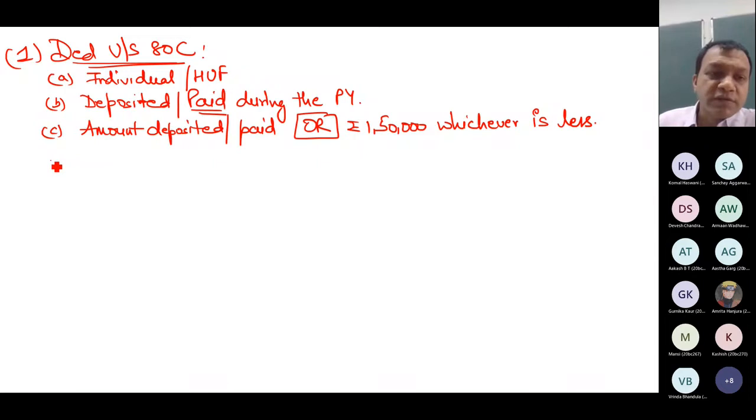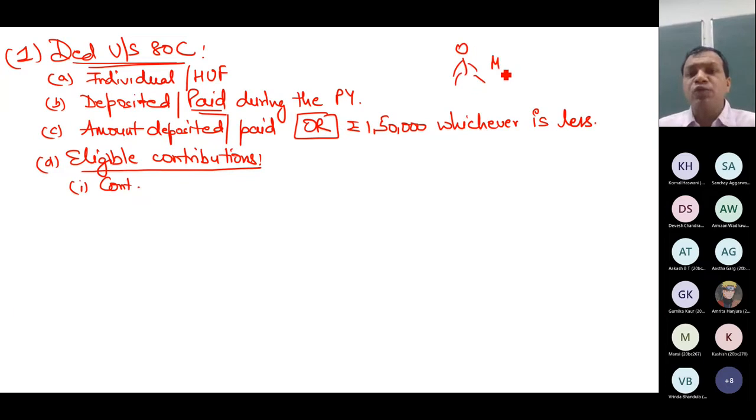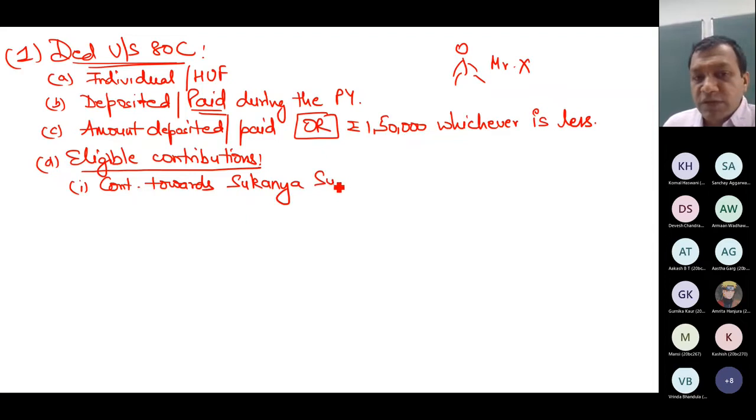Now, next point. Eligible contributions. You have to learn those eligible contributions. There are 21 contributions, but you have to learn around 10 or 11. And it's very easy. You simply need to revise it. So what are eligible contributions? If I am Mr. X, then Mr. X should contribute towards Sukanya Samriddhi account. This is one point. You have to learn this.